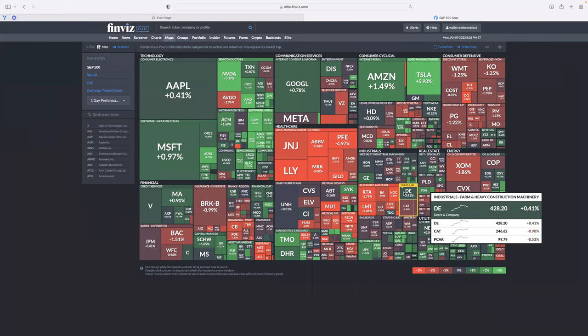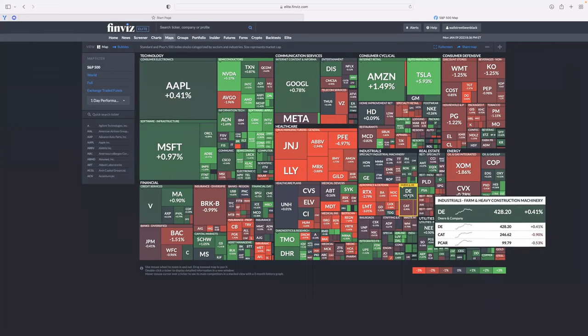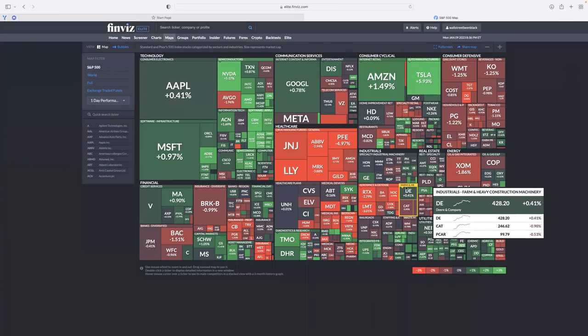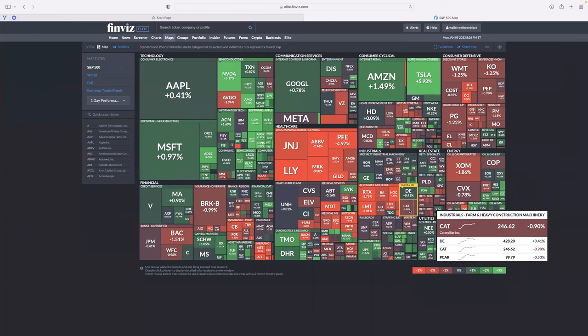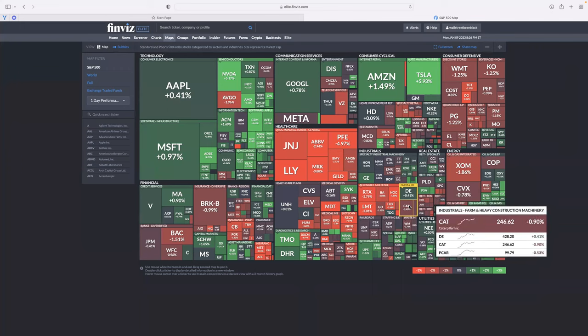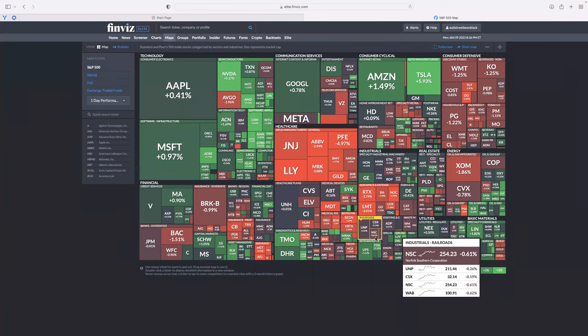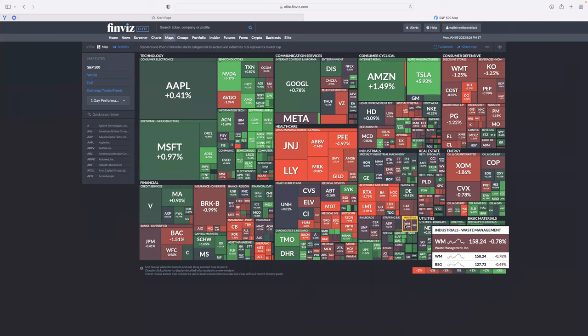And then another one that this mentee put me on is John Deere. Now, this is the farm and heavy construction machinery industry inside of the industrial sector, right? Looking at Caterpillar and John Deere. Now, y'all, I won't lie, I was trying to decide which one I wanted to go in. And Caterpillar got it. Caterpillar is out here making some moves. Don't sleep on them, and what they are trying and the things that they are going to do. We have the railroad industry, waste management, and so on.